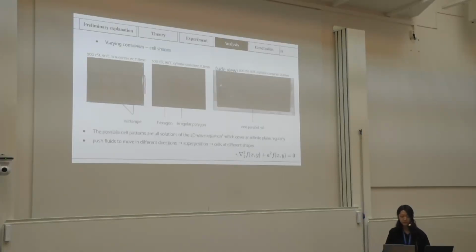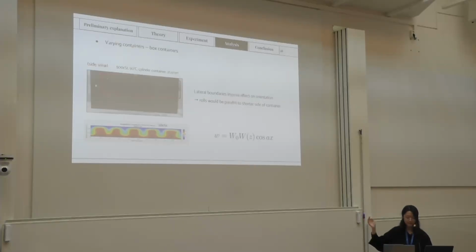According to the Helmholtz equation, the cell patterns can be seen as possible solutions that cover an infinite plane, suggesting they should be regular and symmetrical. However, in reality, we must consider the boundary effects, which influence fluid movement in different directions. This interaction leads to the formation of convection cells with different shapes.